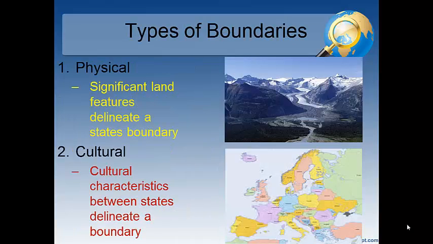How are these states created? Well, there's 2 different types of boundaries. One's a physical one, which you're probably familiar with, which is a significant land feature, let's say like a mountain that delineates a state's boundary. Another, which now you're probably more familiar with because we've been talking about culture so much, is cultural characteristics between states that delineate boundaries such as religion or language.